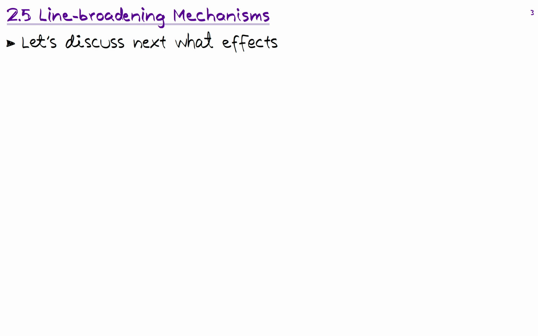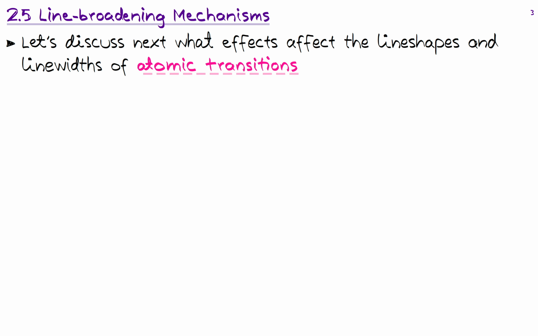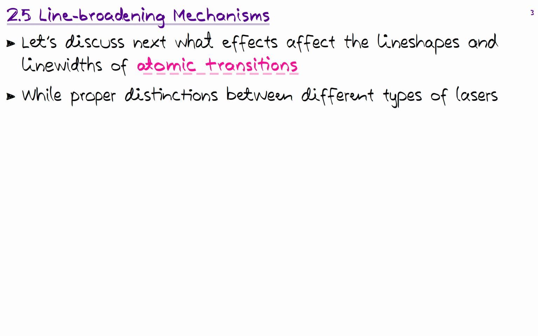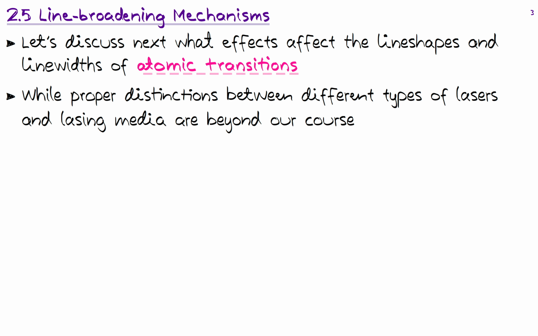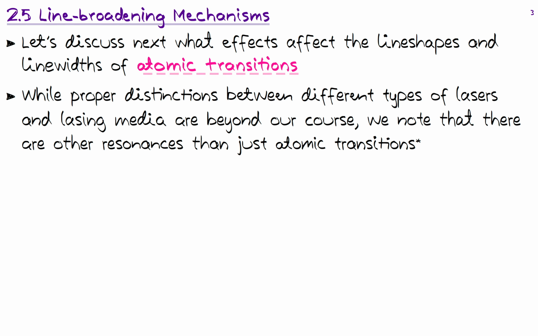What we will do here is discuss what kind of effects affect the line shapes and line widths of atomic transitions. Proper distinctions between different types of lasers out there and what kind of lasing media there are is really beyond our course. This is an introductory course on understanding the physics of how lasing takes place, how lasers are built, and so forth. We do note that there are other resonances than just atomic transitions.